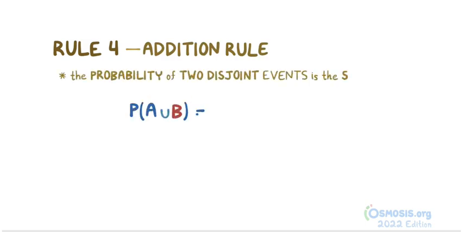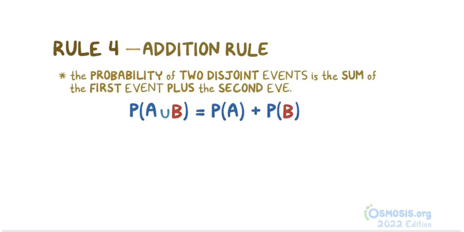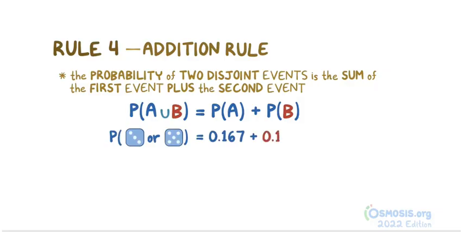Rule 4 is also called the addition rule, and it states that the probability of 2 disjoint events is the sum of the first event plus the second event. So the probability of rolling a 3 is 0.167, and the probability of rolling a 5 is also 0.167. So the probability of either rolling a 3 or a 5 is 0.167 plus 0.167, or 0.334, or 33.4%.